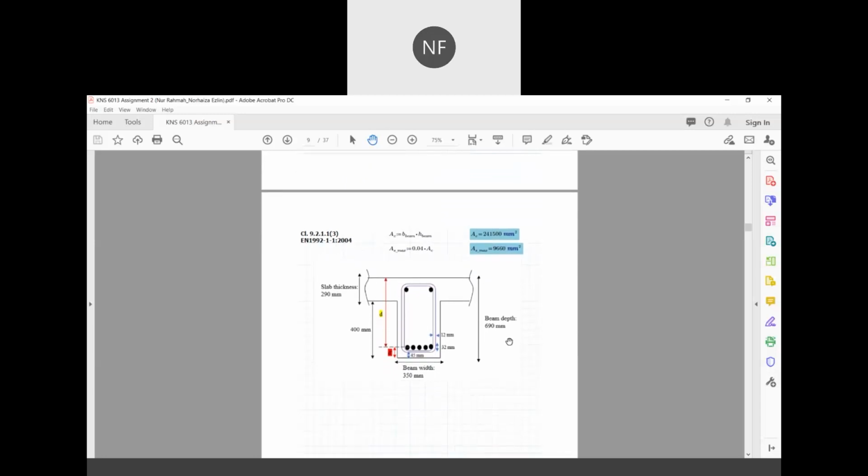And here's the conclusion for the design that we've obtained for the beam.